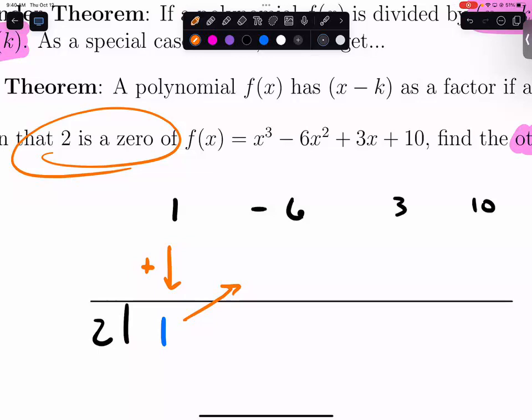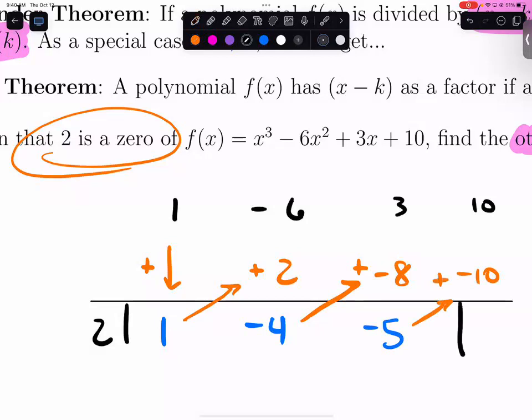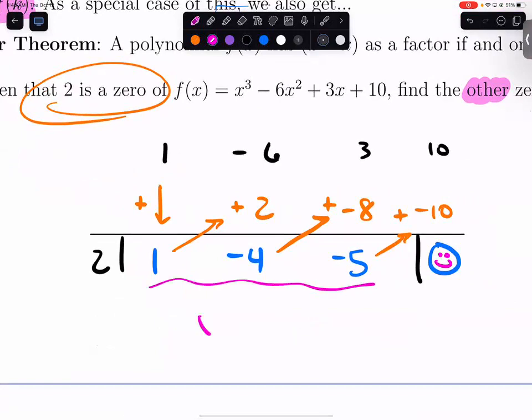2 times 1 is 2. -6 and 2 is -4. 2 and -4 is -8. 3 and -8 is -5. 2 times -5 is -10. And then again, we get remainder 0. So this would be x squared minus 4x minus 5.